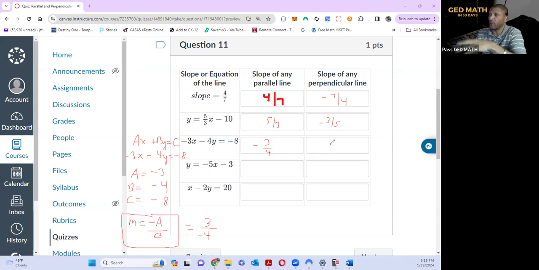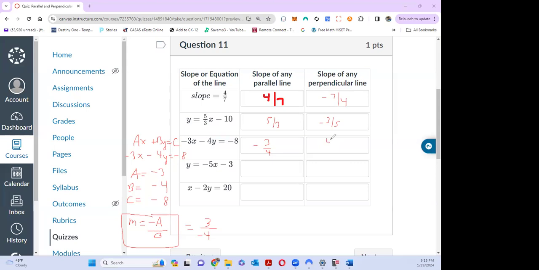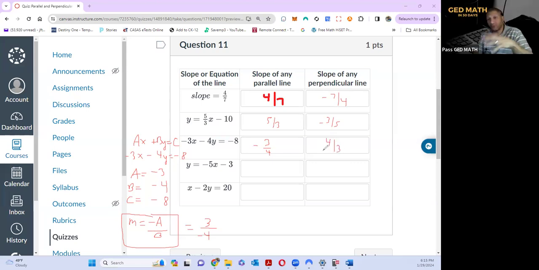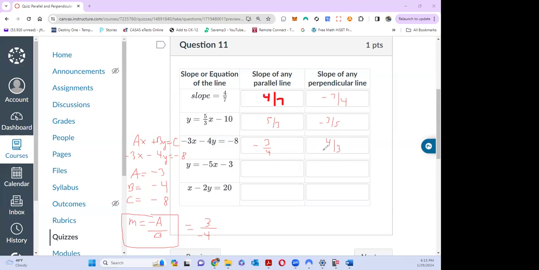Okay, so what's the slope of any line that's perpendicular? Remember I said any line that's perpendicular. That means you can have an infinite amount of lines that are parallel to it. You can have an infinite amount of lines that are perpendicular to it. But what would be the slope of any line that's perpendicular to this line? It will be 4/3. Why? Because the negative turns to positive and you flip it. That's the whole purpose of this exercise.